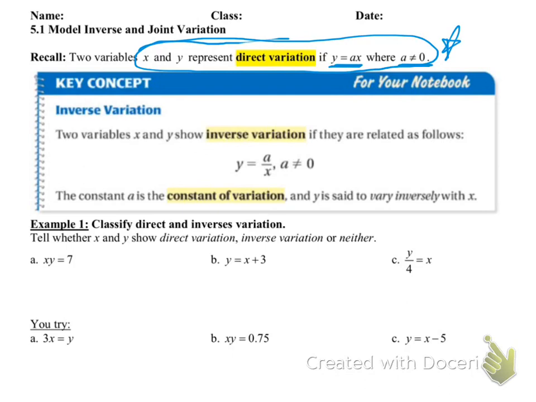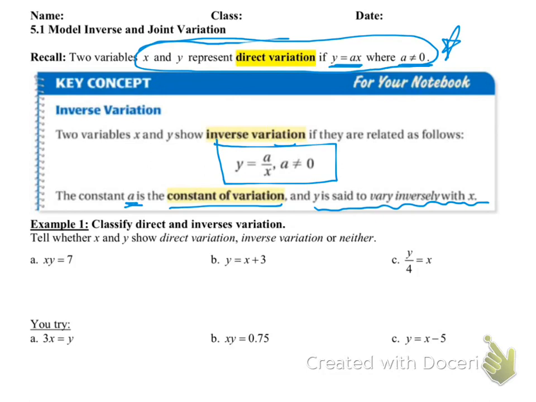Okay? Inverse. So two variables, x and y, show inverse variation if they are related as follows. y equals a divided by x. So direct was multiplication. Inverse is the opposite of multiplication, division. Again, a cannot equal 0. We call a the constant of variation, and y is said to vary inversely with x.